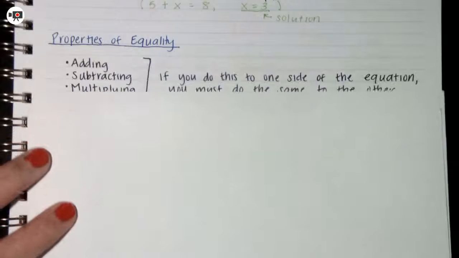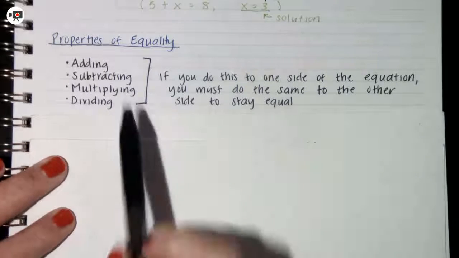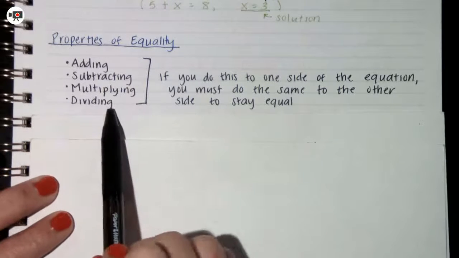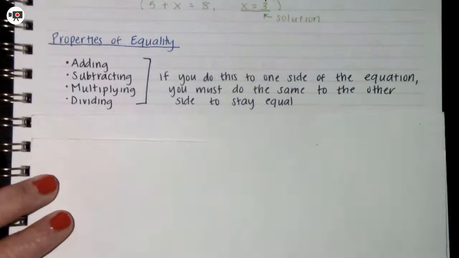We have a few properties of equality. If we add, subtract, multiply, or divide, we have to do it on both sides of the equation. That keeps it equal, keeps everything balanced, and it stays true.